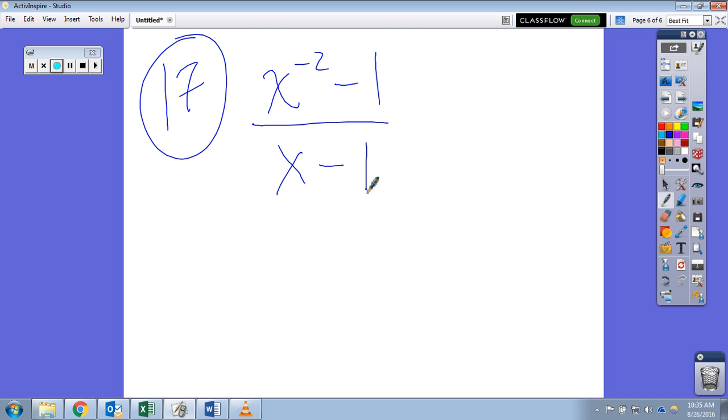Now again, to manipulate a fraction, you're only allowed to multiply the top and the bottom by the same value besides 0. What's the smallest possible value that would take care of this situation? X to the negative 1. If you multiplied the top and the bottom by x to the negative 1, we would have x to the negative 3 minus x to the negative 1.